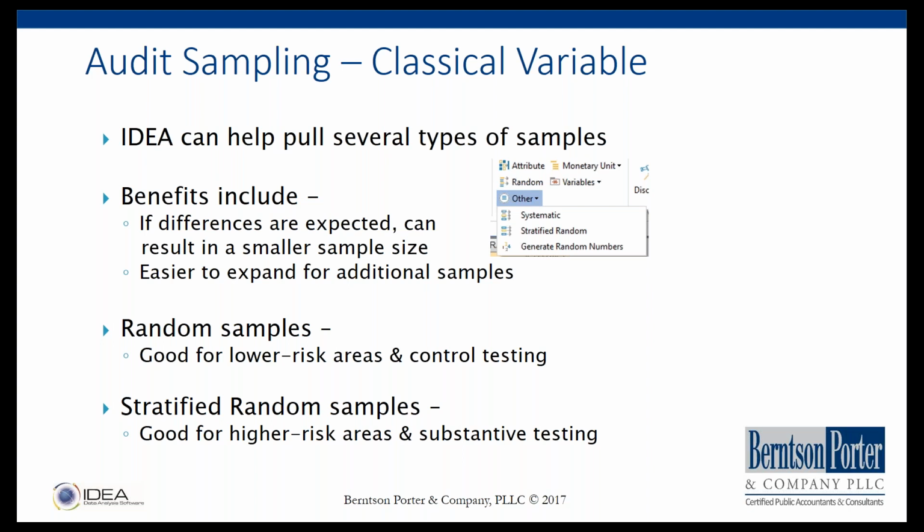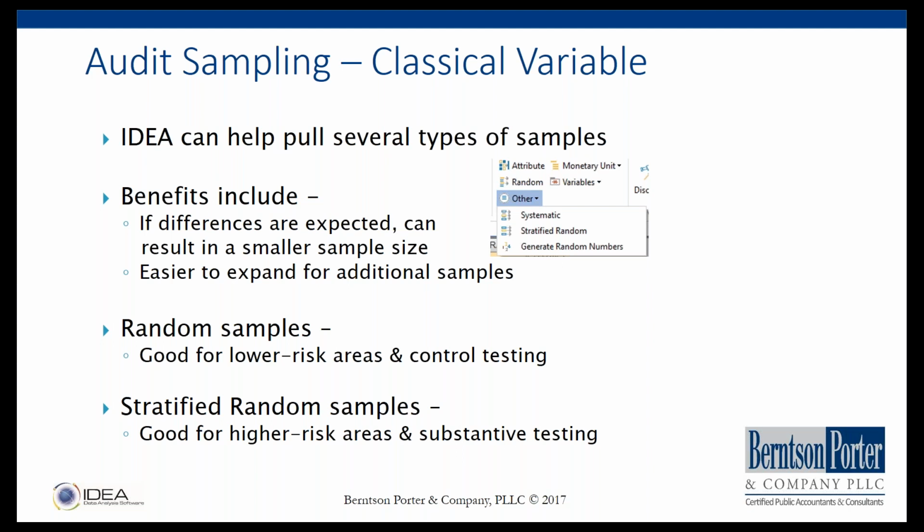Additionally, if you run into those errors that you're not expecting, it's much easier, especially with the help of IDEA, to expand your sample and select additional items to test without having to go back and cross-check and say, is this one of the items I already tested? Is this valuable for me to test? It's easy for IDEA to add on additional random items that you might not have been able to do under other methods.